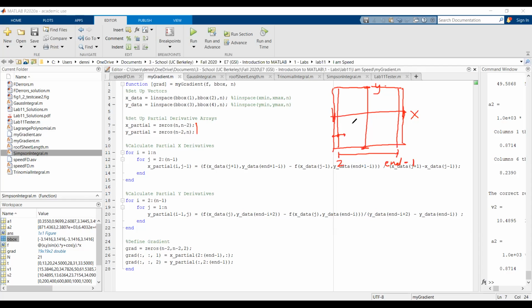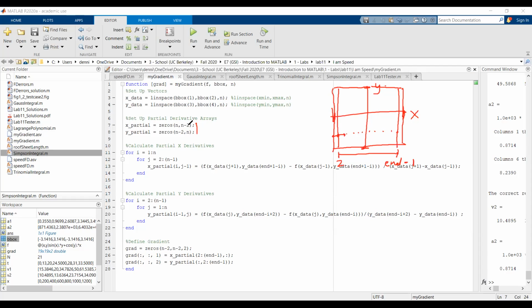So what we're going to end up with is a partial derivative here, here, here, here, here, here, here, here, here. We're not going to have it at the edges though, because we're not considering the edge points. So what we're doing is squeezing the information inwards in the x direction and then inwards in the y direction.